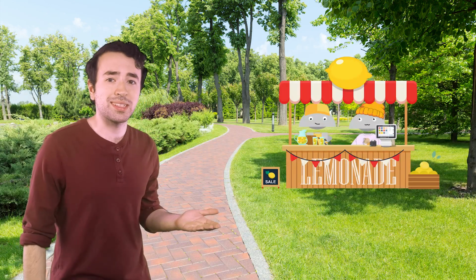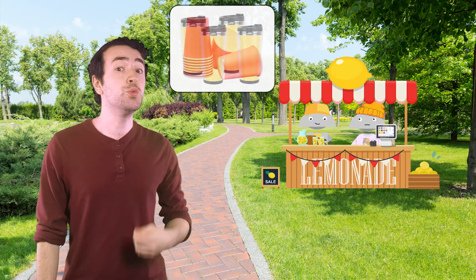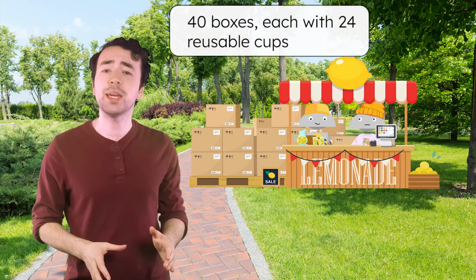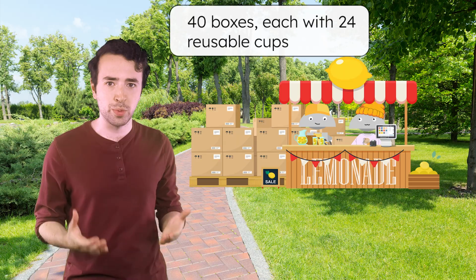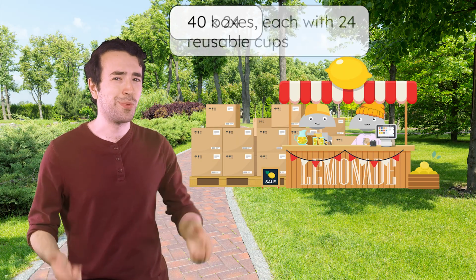Mathematicians, it's Justin again. Ren and Mia's lemonade stand has been so successful that they're ready for some upgrades. They're upgrading from single-use paper cups to reusable ones. In fact, they just bought 40 boxes of them, each with 24 reusable cups. How can we figure out the total number of cups? With multiplication.